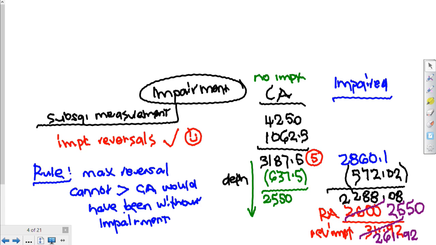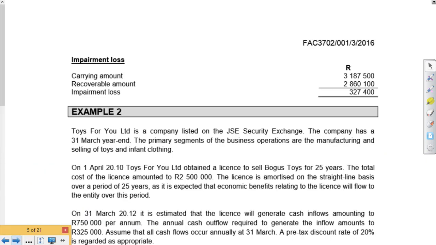Okay, because do you agree that if I start reversing by more, I'm creating profit? Yeah. If I had never done anything, that would have been my balance, and the difference between that and that would have been the depreciation over the years. What this is trying to prevent is companies putting impairments through in one year and reversing them in the other by more, and then landing up moving profits or even creating profits. Yeah. All right. So in your study guides, there's an example. It's example 2.